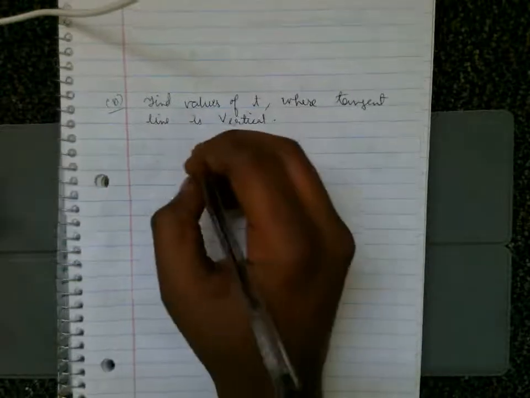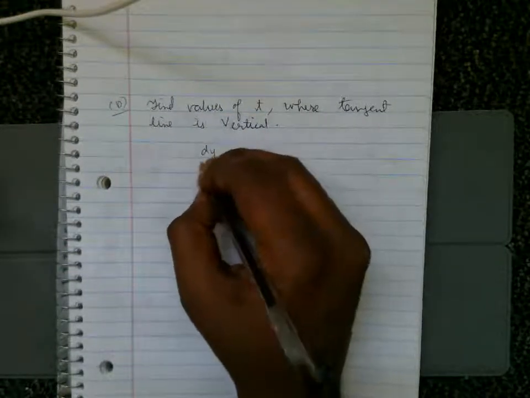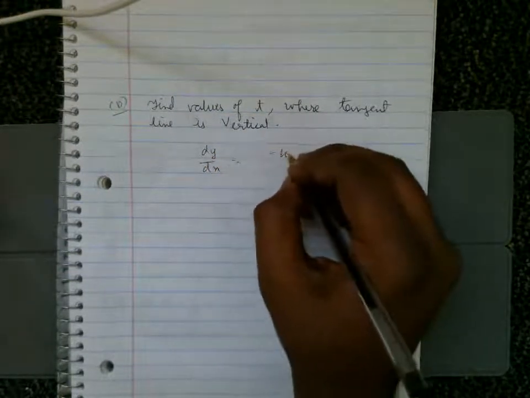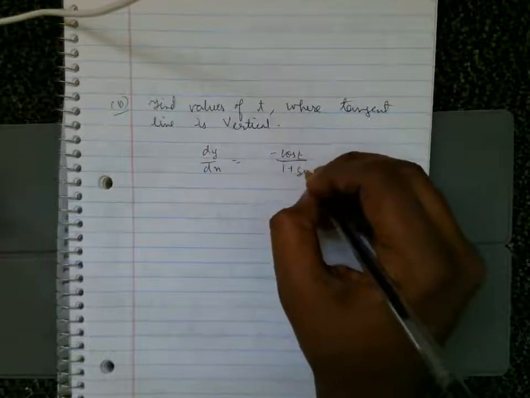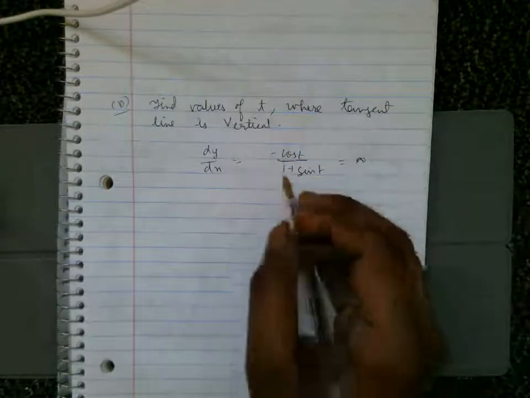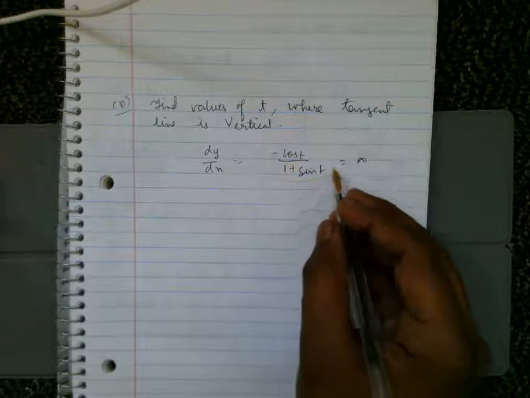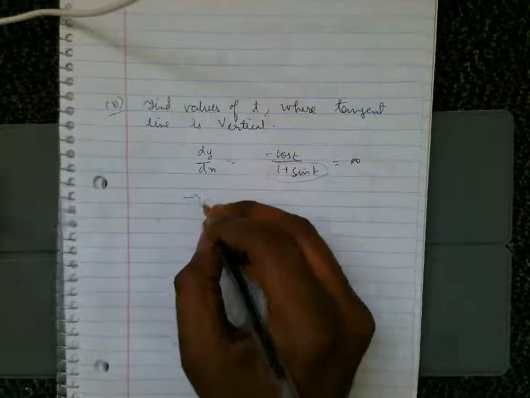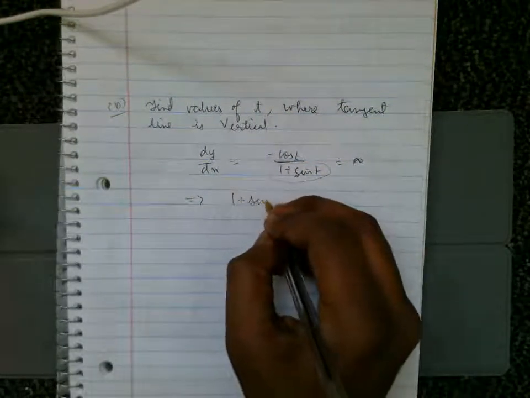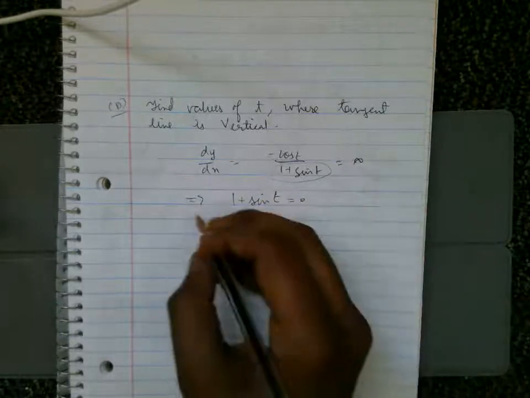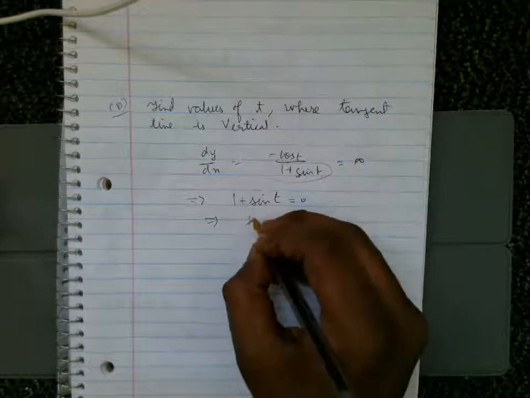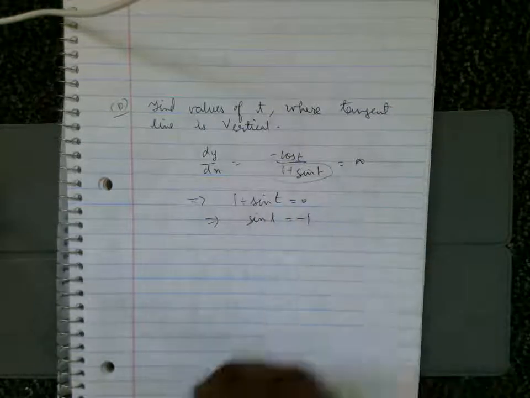And so find the values of t where the tangent line is vertical. For that we need dy by dx, which is minus cos t by 1 plus sin t, to be infinity, and this is infinity whenever the denominator is 0. So that means 1 plus sin t is 0. So therefore sin t is equal to minus 1.